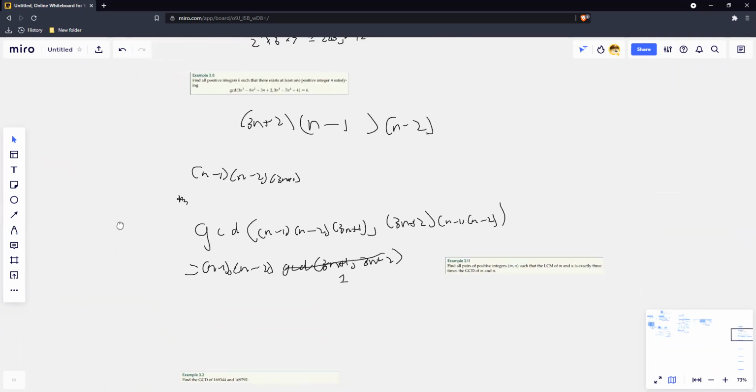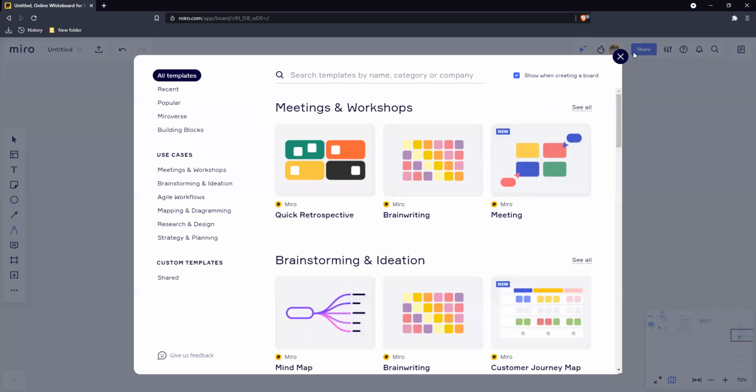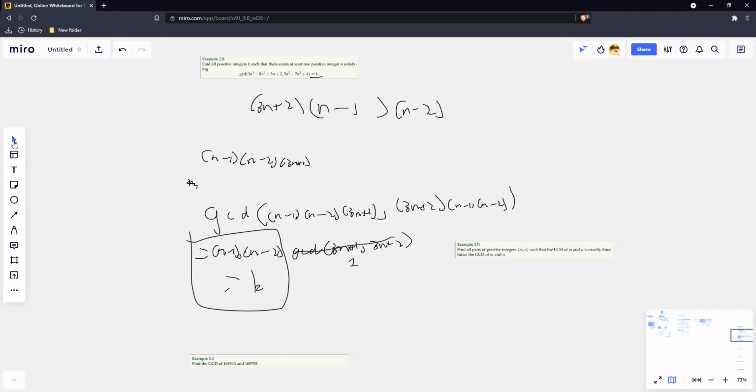So now we do the answer. This is equal to k, since I wrote here. So this is equal to k, right? k is equal to (n minus 1) times (n minus 2). That's the answer. Initially, we thought it was going to be all the triangular numbers, but it wasn't divisible by 2. So that's basically the best way we can write this.